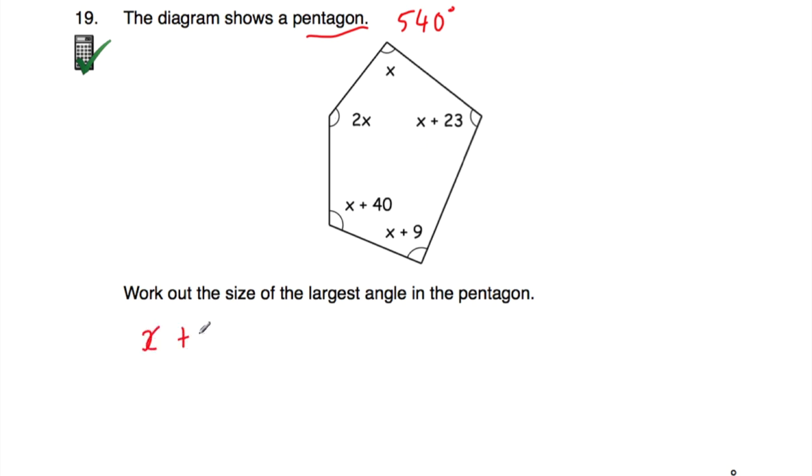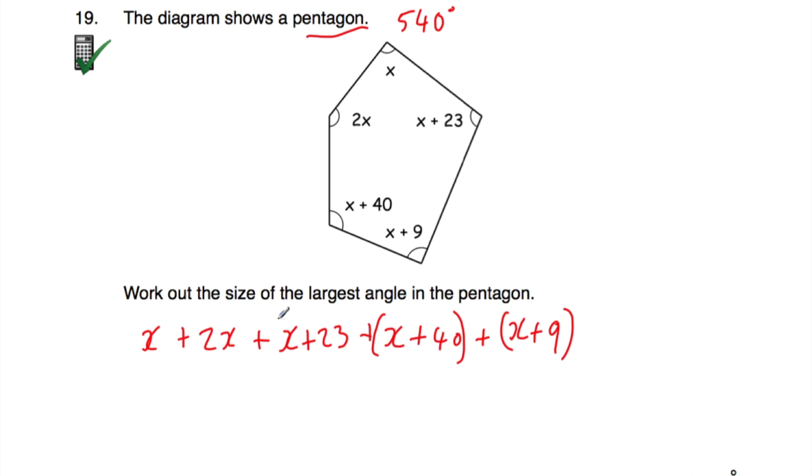So we've got x plus 2x plus (x plus 23 degrees) plus (x plus 40 degrees) plus (x plus 9 degrees). I'm just going to put those in brackets just because sometimes you might have a subtract, and I always tend to put them in brackets. So we've got x plus 2x plus (x plus 23 degrees) plus (x plus 40 degrees) plus (x plus 9 degrees), and that's equal to 540 degrees.